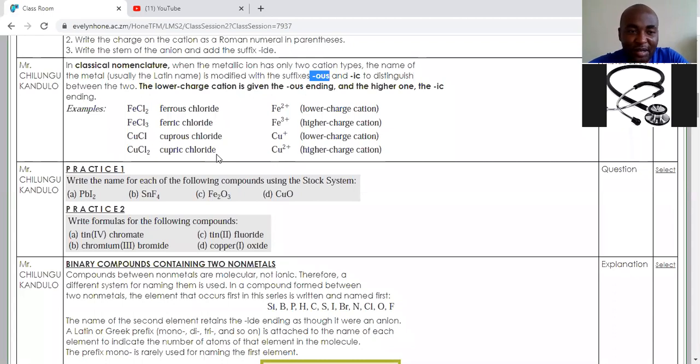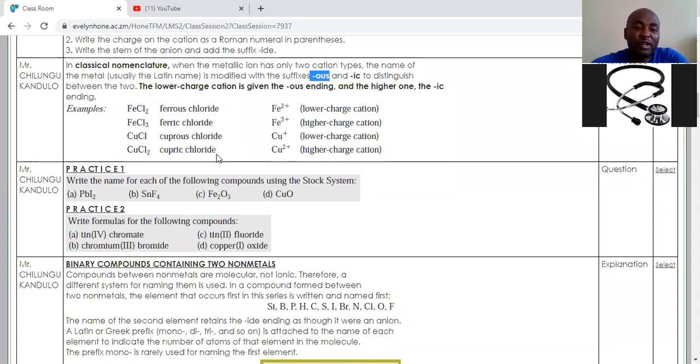You find in a book, ferrous chloride reacts with this. That's not how it should be. You guys are sharp. You're clever, I know.